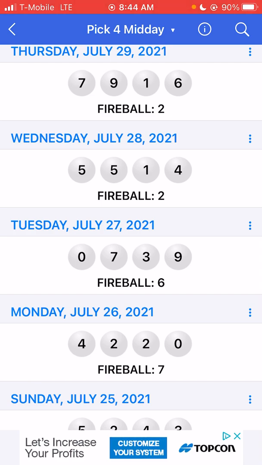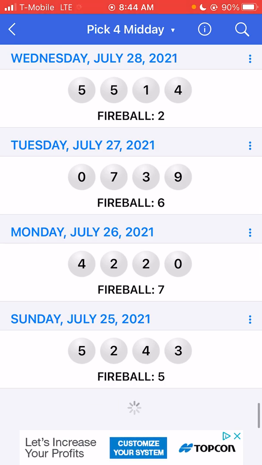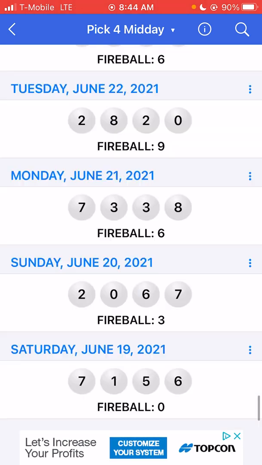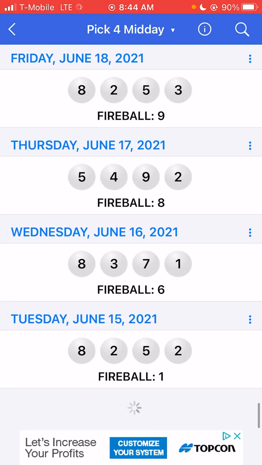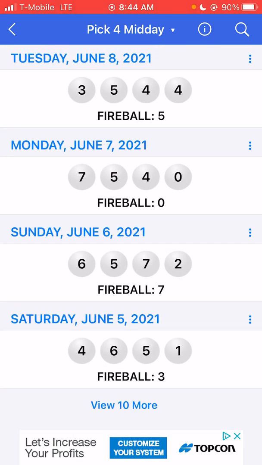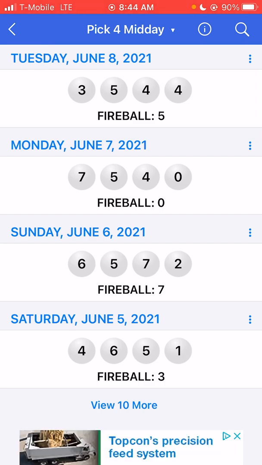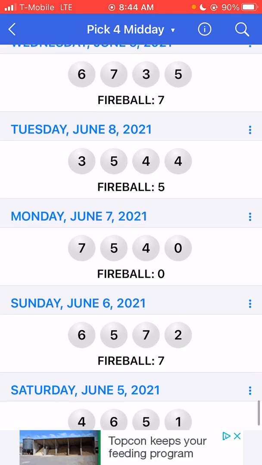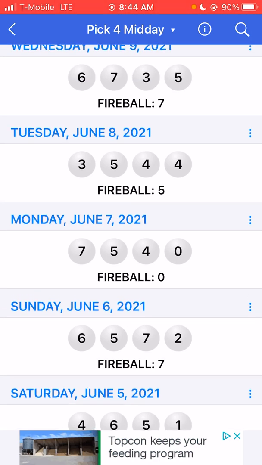So let's do one more. Let's look for a double. We got 3, 5, 4, 4. So I would play the 3 as a box, the 5 as a box, and the 4 as a box. What comes out the next day? A winner. That's what comes out the next day. So that one would have won.